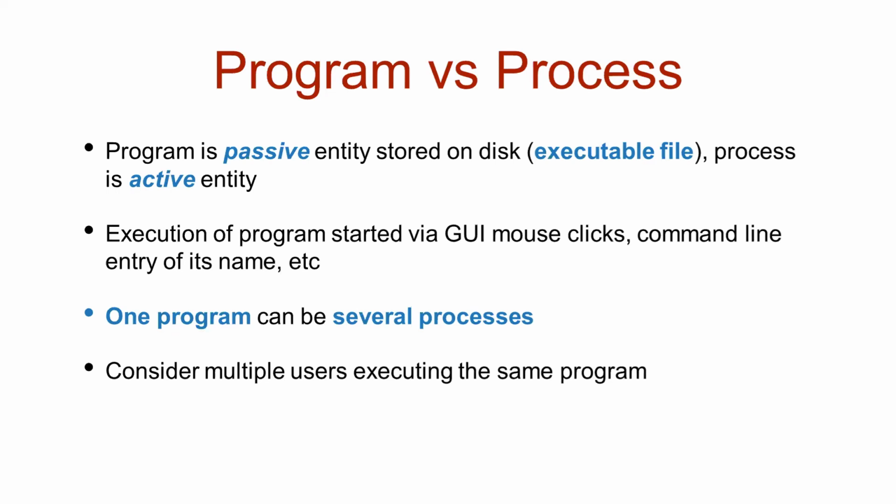One program can generate several processes. Multiple users can be executing the same program. For example, there are n users which are connected to a central server. They are running some program which is actually stored on server. Or we can say an instance of that program is running on the system of every user.